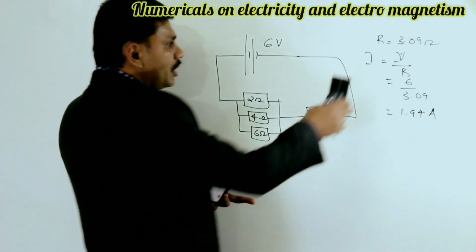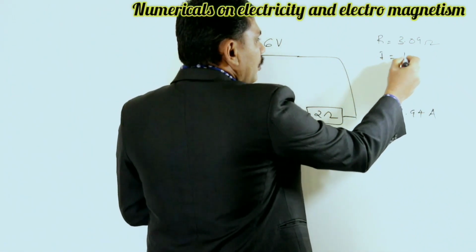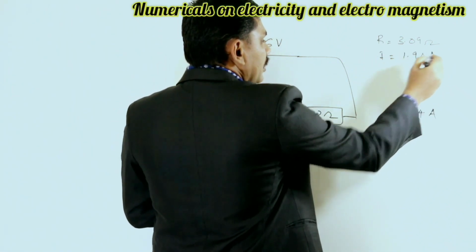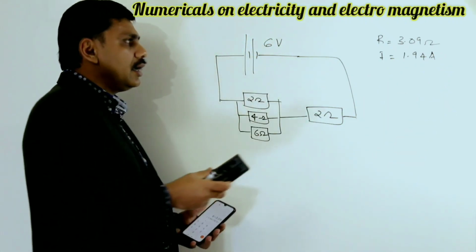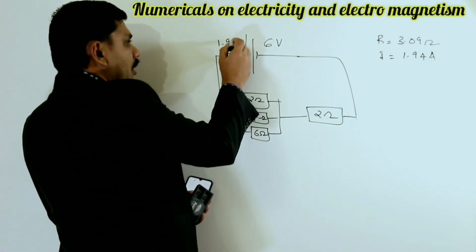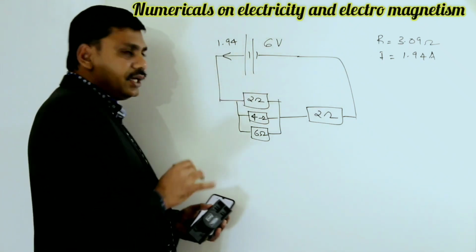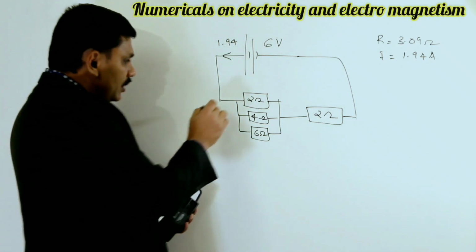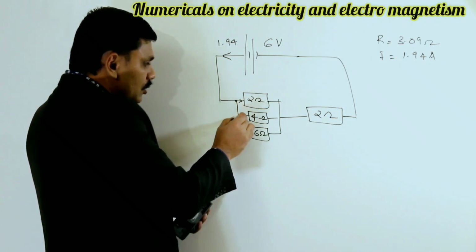So I am marking this as current. I equal to 1.94 ampere. So this is the total current and the total resistance in the circuit. So here the current will be 1.94 ampere. It is flowing through the resistors. When the current reaches here, it will split into 3: 1, 2, 3.